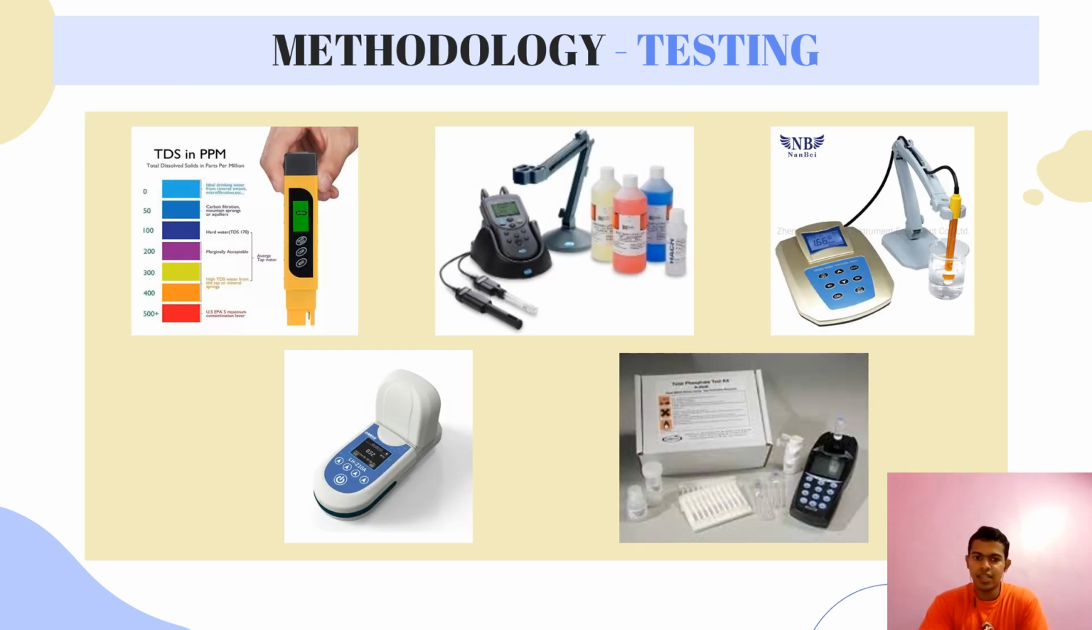And these are the sample equipment that we use to perform the testing. First is the pH meter. Second is the biological oxygen demand testing kit. Third is the chemical oxygen demand testing kit. And the last one is the turbidity testing kit. Since these kits are quite expensive, we have to send the sample to a proper lab to perform all the testing.